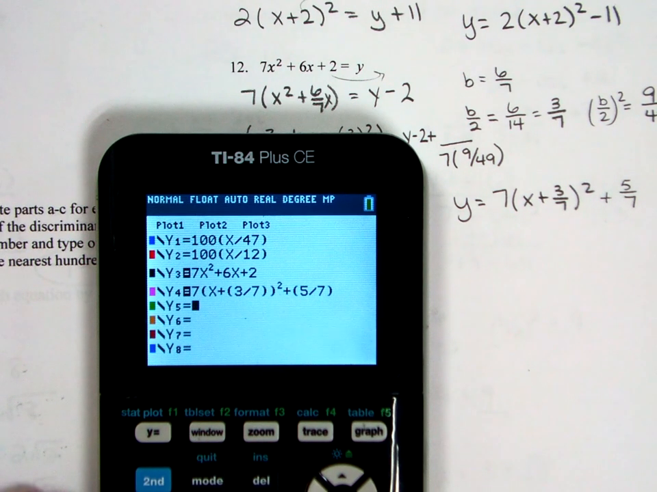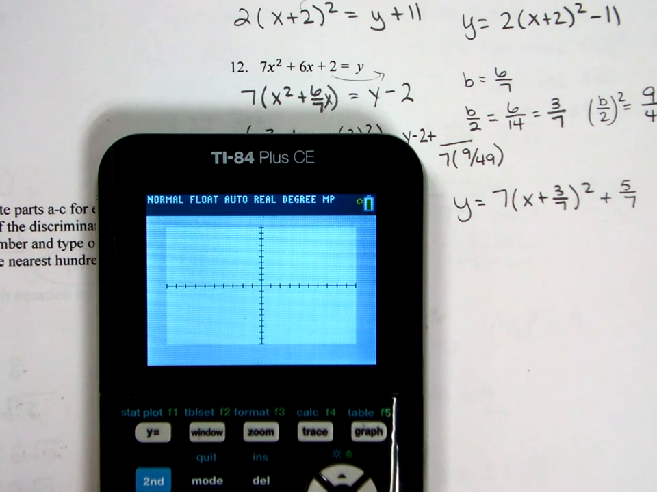Now, my pink and my black equation should be exactly the same. So I'm going to hit graph. Watch the black one graph somewhere. And then there should be a pink one that goes right on top of it. And it did. So that means those are the exact same equations, which means I completed the square and also converted to vertex form exactly correctly.